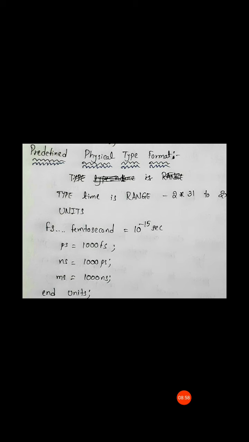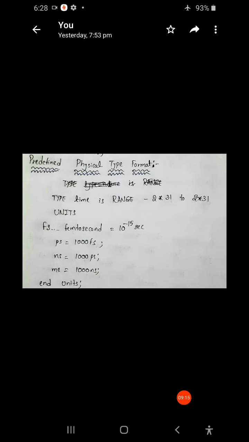So here the units are finished now, so we have to end units, right? And every line should end with a semicolon. Fine. So that is the example for this physical data type, right?